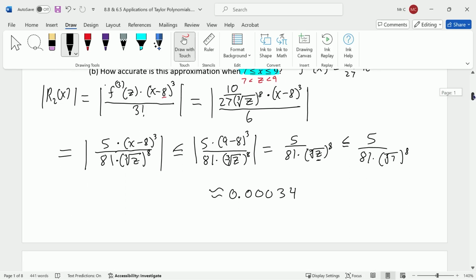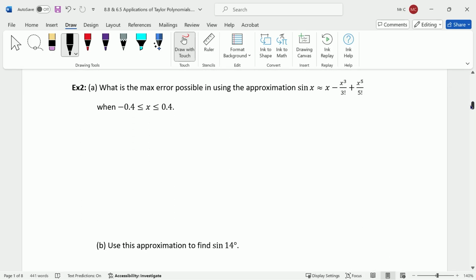All right, so let's take a look at another example. What is the maximum error possible in using the approximation sine of x is approximately x minus x cubed over 3 factorial plus x to the 5th over 5 factorial, when x is between negative 0.4 and 0.4? So this is the 5th degree Taylor polynomial for sine, and it's centered at a equals 0.